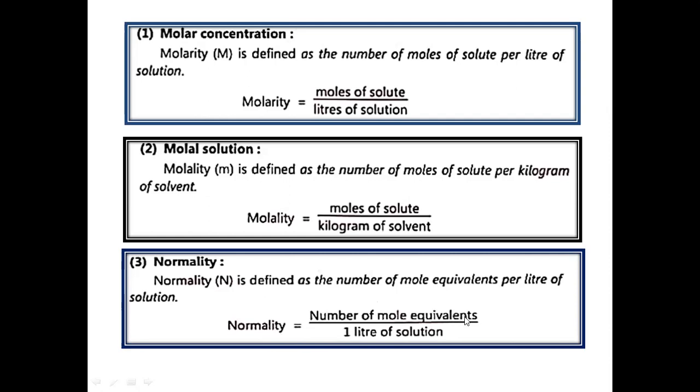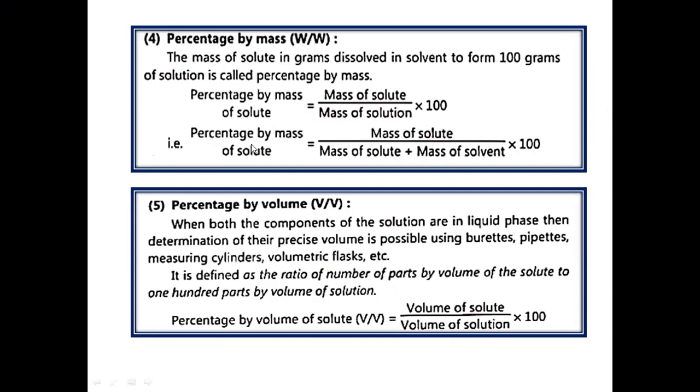So normality is the number of mole equivalents or equivalent weight of solute dissolved in 1 liter of solution. There is another type of solution, the percentage by mass, which can be recognized as W by W. The mass of solute in grams dissolved in solvent to form 100 grams of solution is called percentage by mass, that is W by W.